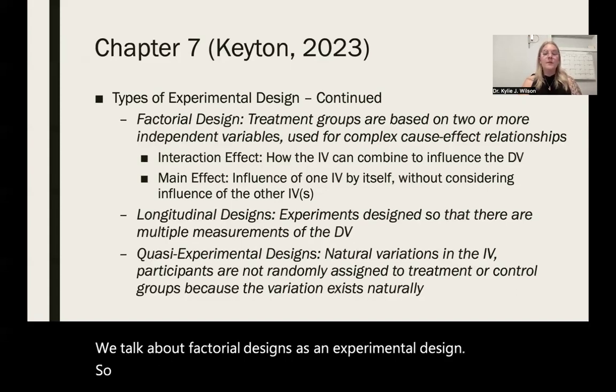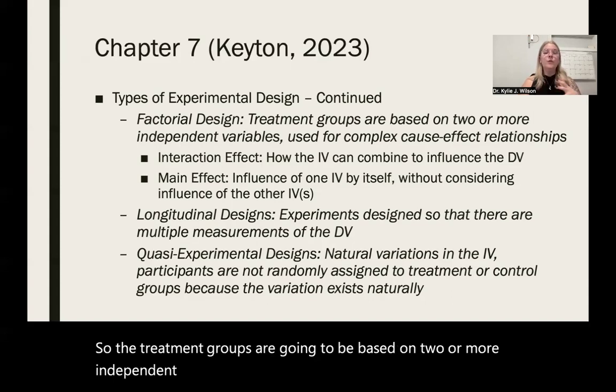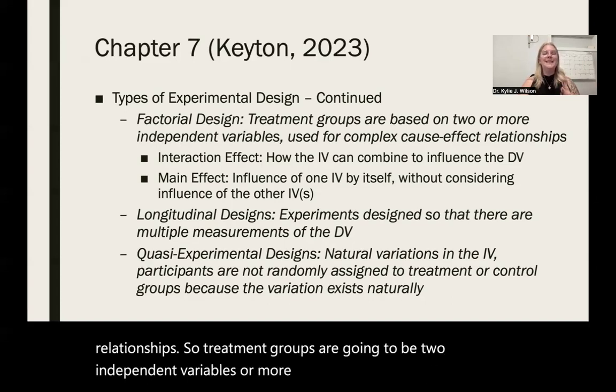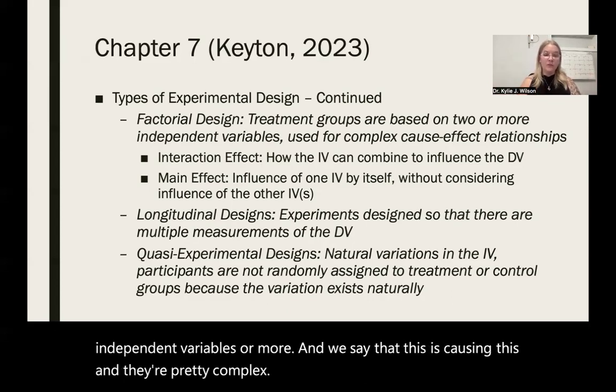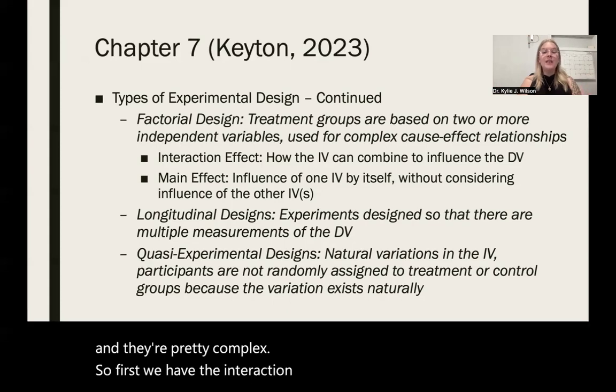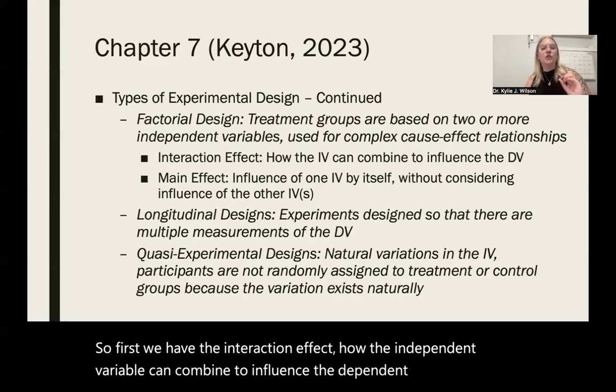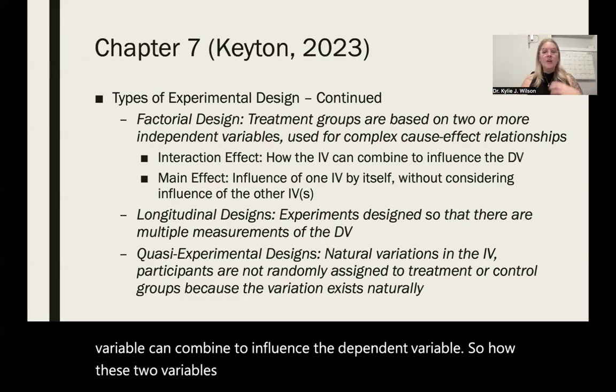So the treatment groups are going to be based on 2 or more independent variables that we use for complex cause and effect relationships. So treatment groups are going to be 2 independent variables or more, and we say that this is causing this, and they're pretty complex. So first we have the interaction effect, how the independent variables can combine to influence the dependent variable. So how these 2 variables work together in order to influence that dependent variable.